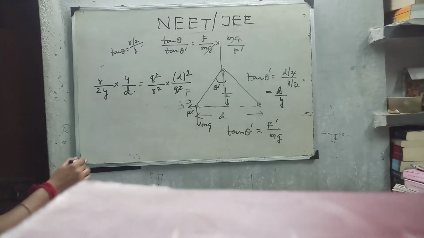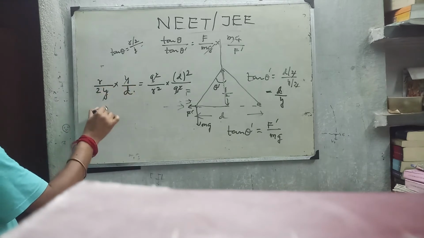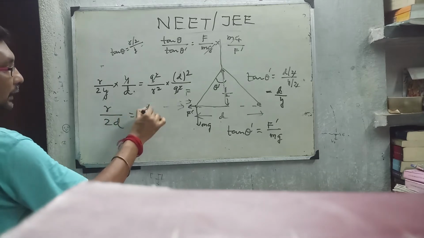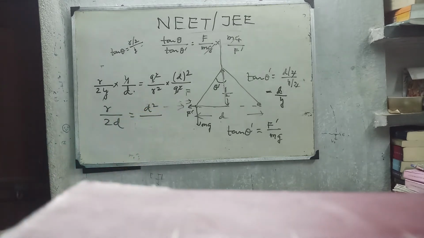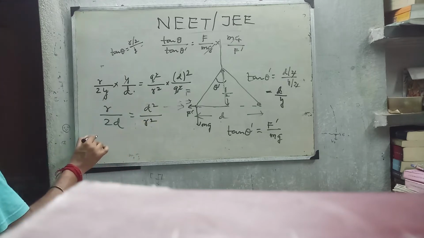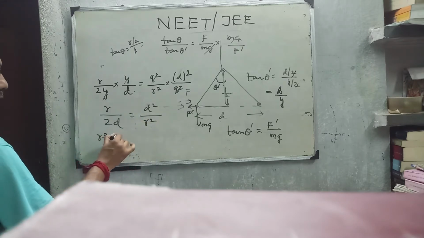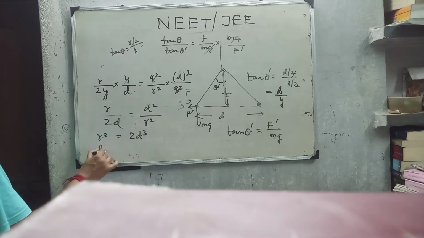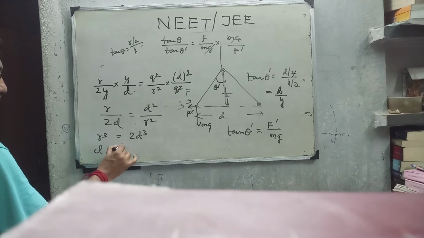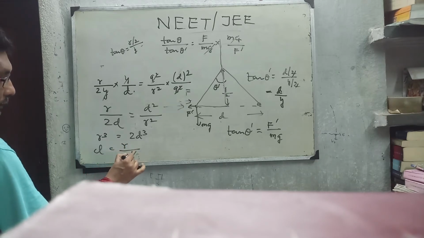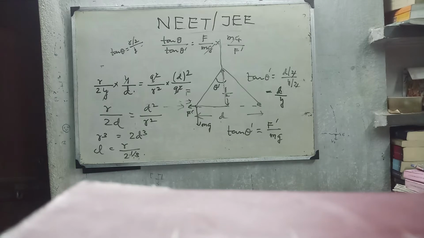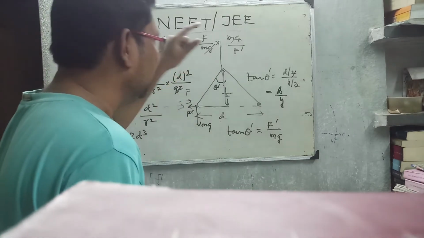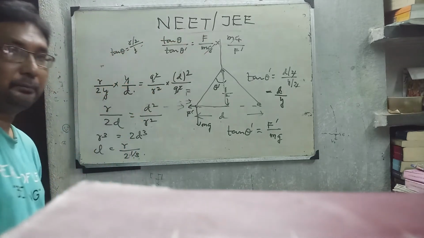Cancel, y cancels, so r by d equals d square by r square, so r cube equals d cube, that is d equals r by 2 to the power one third. This is the distance between the pith balls in the second case when we clamp it at a half distance.